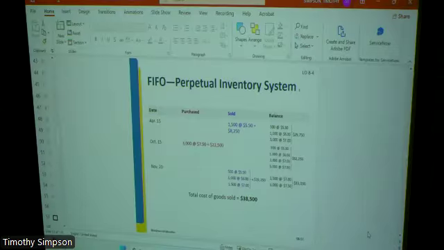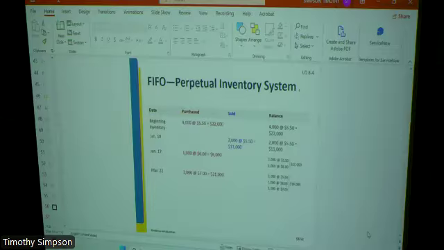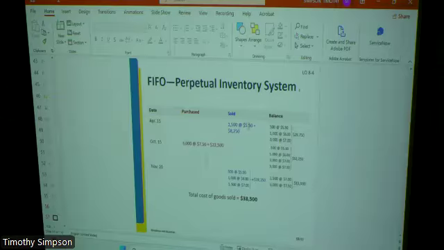So in April we have some sales. We sold 1,500 units at 5.50. So where did the number come from? It came from this, because we're updating these as we go. So they sold 1,500 units at 5.50. Think about what's happening here.